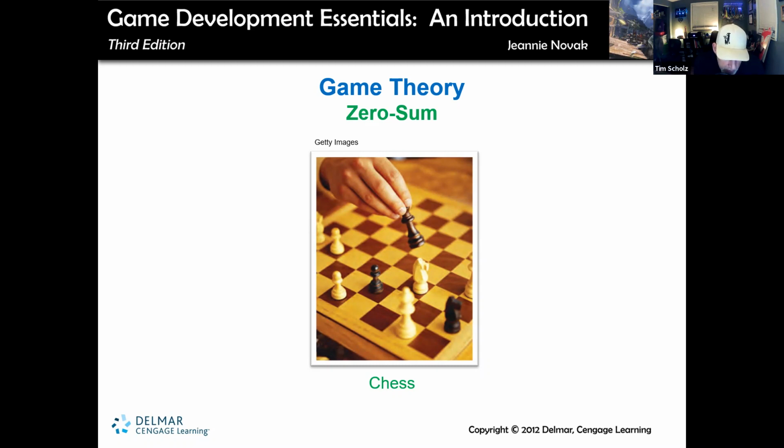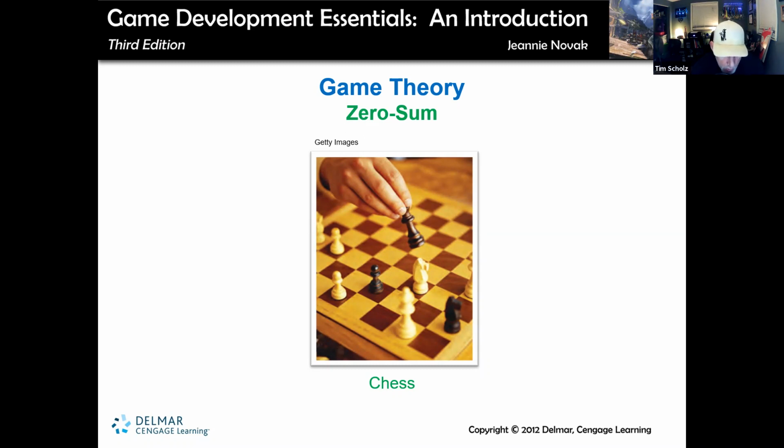And zero sum basically is where your players are completely competing against each other. They have completely opposing interests. The classic example of a zero sum game is chess. The goal of chess is to eliminate the other person. There is no co-op. There is zero cooperation whatsoever.